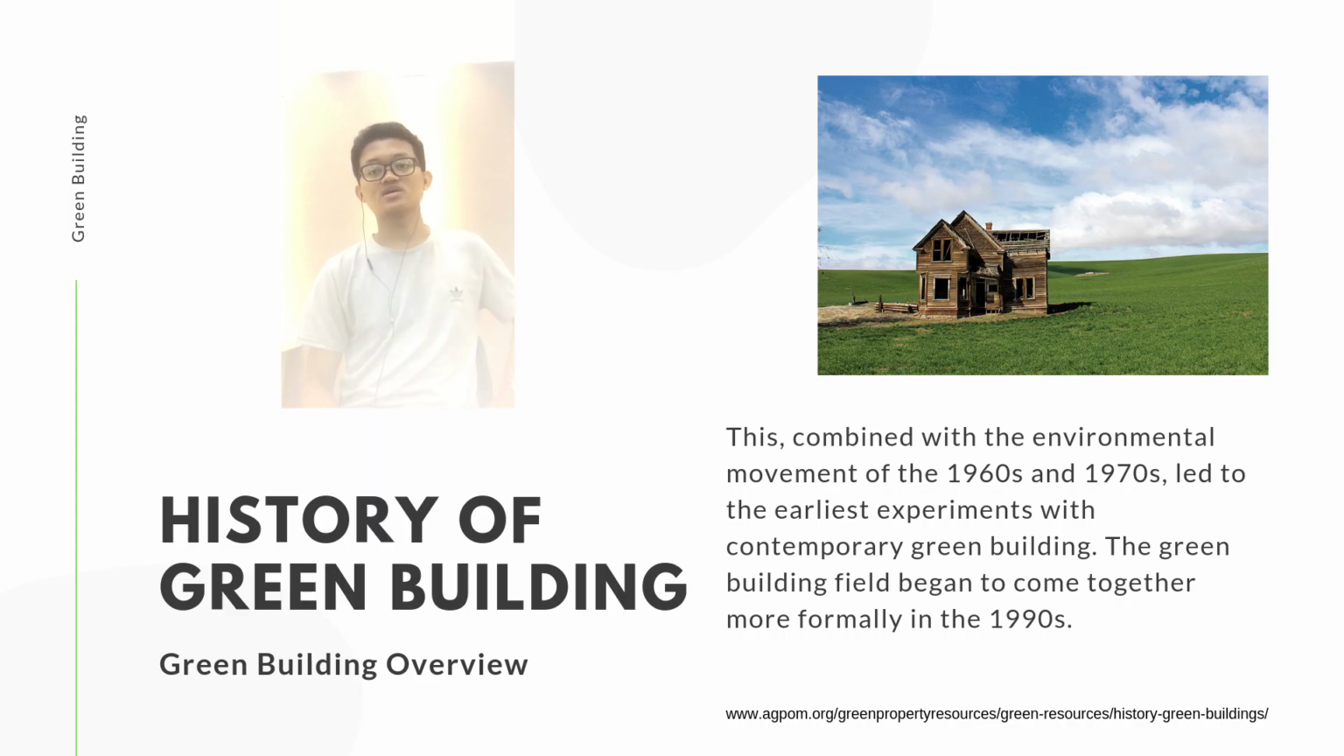Then next, the history of green building. This, combined with the environmental movement of the 1960s and 1970s, led to the earliest experiments with contemporary green building. The green building field began to come together more formally in the 1990s, specifically starting in Austin, Texas in 1992. So it started the association of green property owners and managers, the first in the USA.